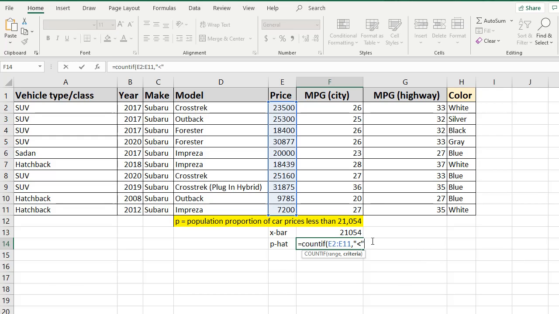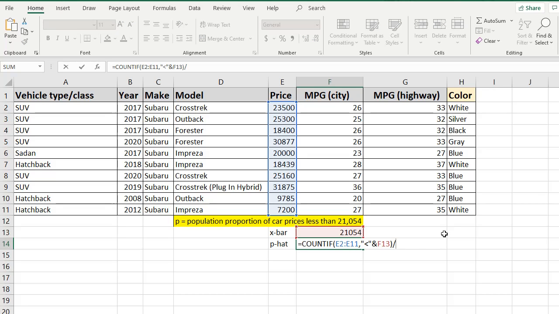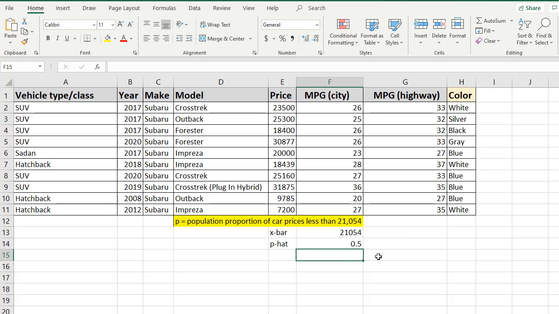So we want the less than. And then you use an ampersand. So that's shift number 7. And then click on whatever you're trying to figure out your less than. So I'm less than 21, so click on that cell. Close parentheses and then press enter. So that's the number of observations that are less than $21,054. To find the proportion, I divide that by the sample size, which is 10. So I divide that by 10, press enter. So 50% of my observations are less than $21,054.